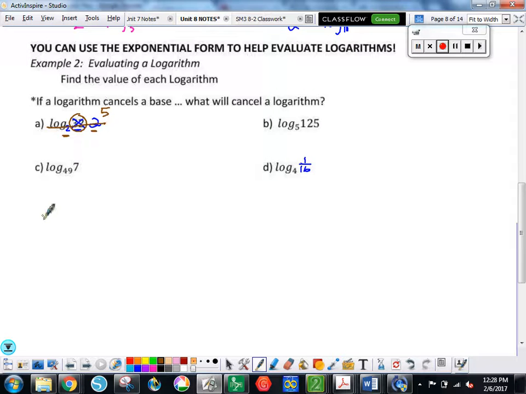Okay. So likewise, on this one, 125 is what times what times what? 5 to the third, right? So I could rewrite this. I'm choosing 5 strategically so that they'll cancel, right? So 5 to the third. And then what happens between the log base 5 and the 5? They cancel, and what are we left with? A 3. Any questions with that?